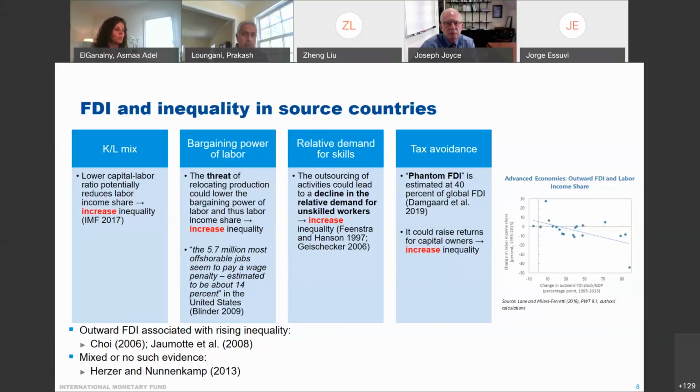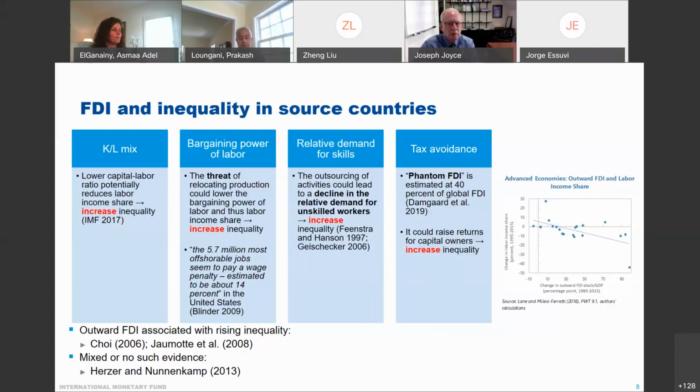A final channel here is that FDI can facilitate tax avoidance by multinational companies. Tax avoidance will likely raise returns for capital owners and potentially increase inequality. Putting it together, the overall impact seems quite straightforward. Most channels suggest an inequality increasing effect of FDI, so it's not surprising that the empirical evidence also documents this positive association between FDI and inequality in source countries.